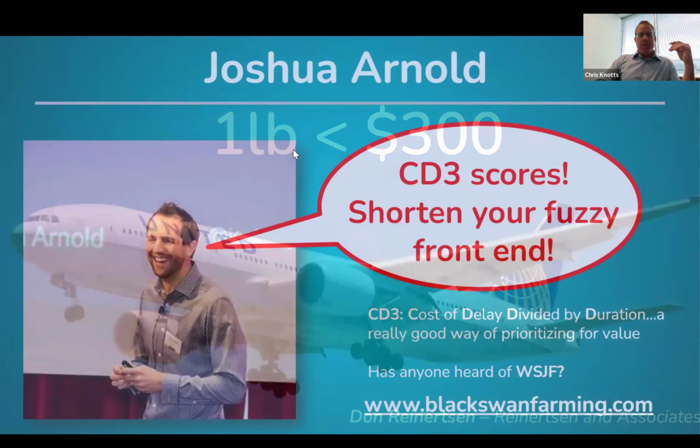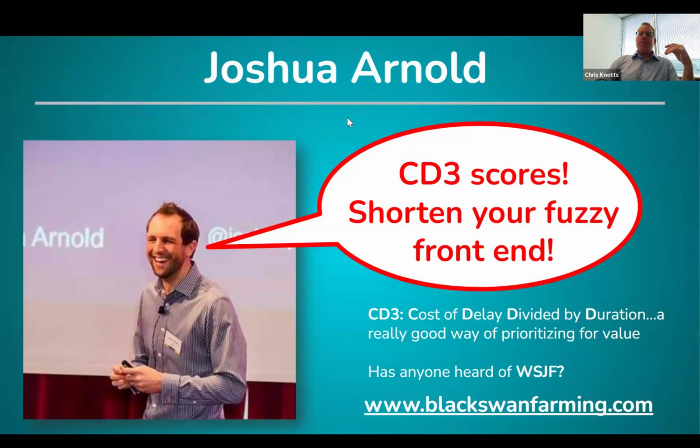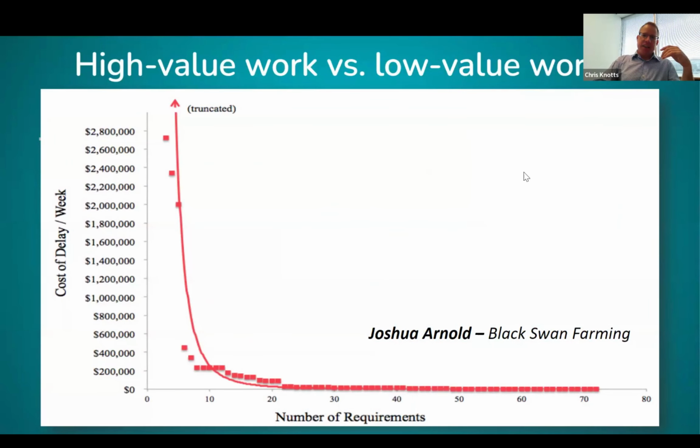Going back to Josh Arnold for a moment, now he takes cost of delay one step further with what he calls a CD3 score, where he kind of introduces a further aspect of time sensitivity to it. Cost of delay divided by duration, and that gives you a CD3 score. Now you have a really substantive way of qualifying and prioritizing based on value. I mentioned WSJF earlier, and CD3 is kind of, I think, a better way, but it's along the same line, right?